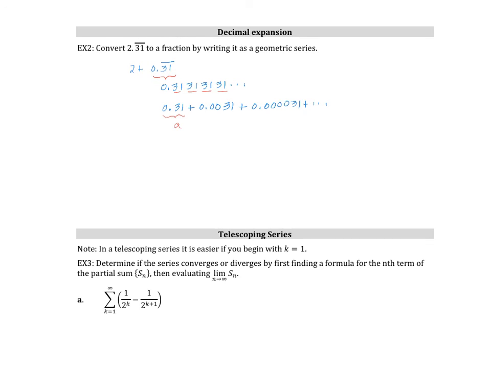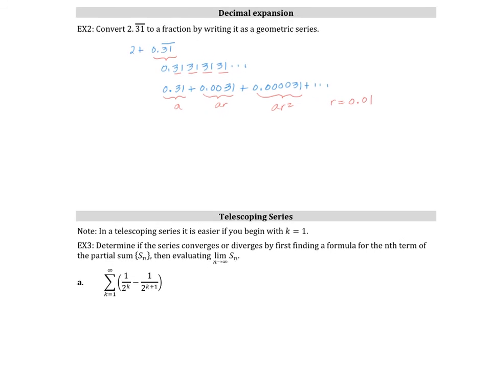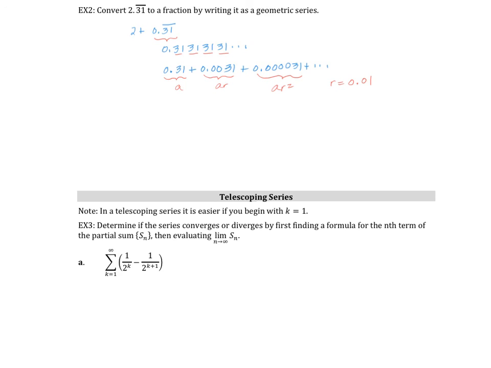So what is my R? So this would be my A, AR, AR squared, and so on. To get from 0.31 to 0.0031, I'm multiplying by 0.01. So R is 0.01. So I know this converges, since that is less than 1.